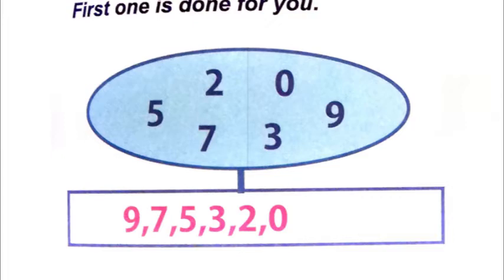So what are the numbers they have given us? They have given us 2, 0, 9, 3, 7 and 5. Okay, so from all of these numbers, what is the biggest number? Look at the numbers nicely. So the biggest number is 9. The biggest number is 9. Okay, and then we have to count backwards. Now we have to go backwards.